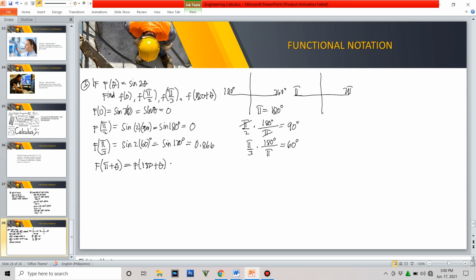So this will now be a different scenario, because if you're going to substitute this one to the function, we need to use identities. So simply, this is sine 2 times (180 plus theta). Okay, so be careful that it does not mean that we just do it this way, okay? Sine 2 times 180, and then plus sine 2 theta. So this is actually unacceptable. Okay?